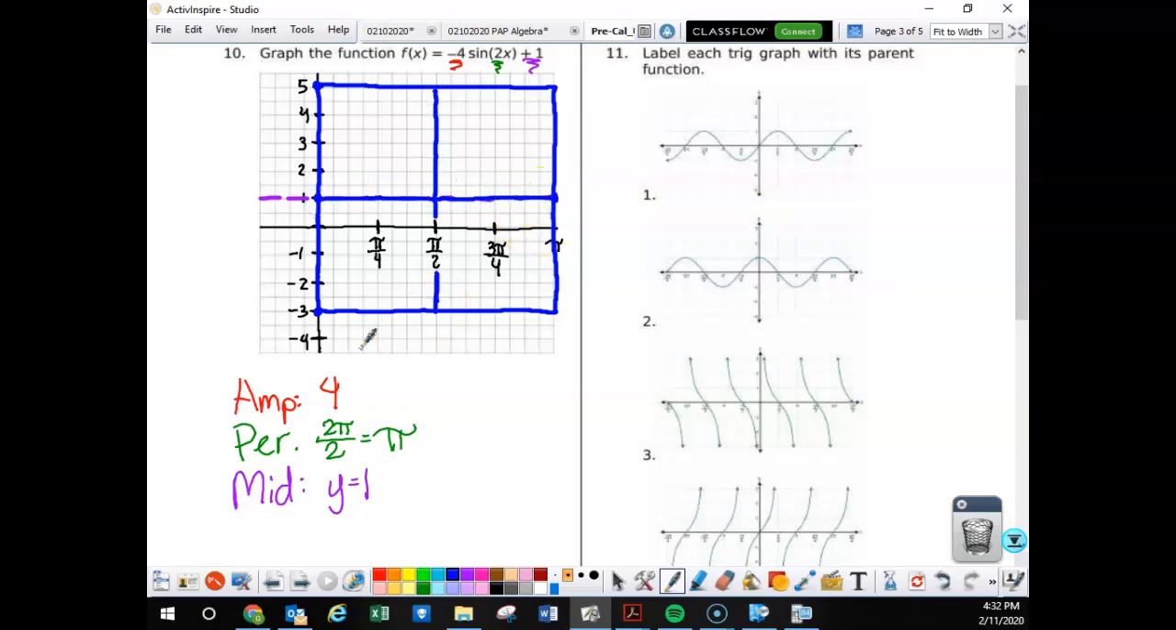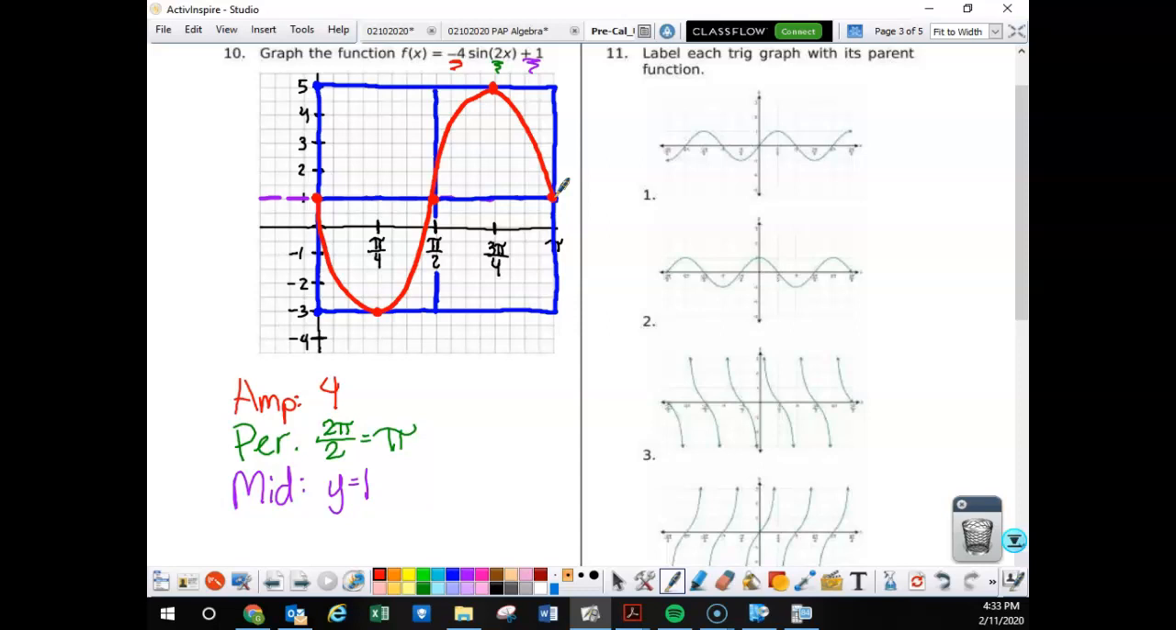Okay. And so basically I know it's going to go from here, and since a is negative, it's going to go down, and then back to 0, up to the top, and then back to 0. So it's going to look something like this. Okay, and so that's the graph of -4 sine of 2x plus 1.